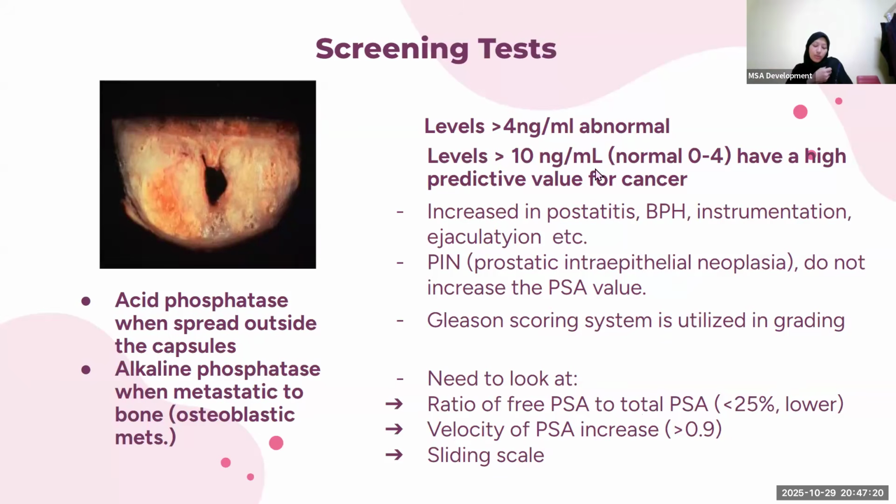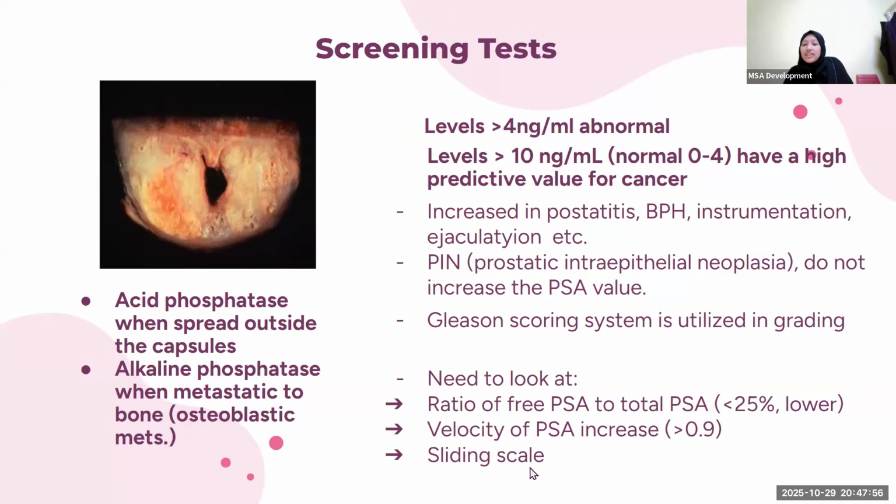Then there's the velocity of the increase. If you screen someone over a year and their PSA increases at a rapid velocity, let's say more than 0.9, for example this year it was 4, next year it was 4.9, the other year it was 5.8, something like that, that is very suspicious of cancer. If it's increasing slowly, that's fine. It might be due to BPH, but if it's increasing at a fast velocity, it's most likely due to cancer.